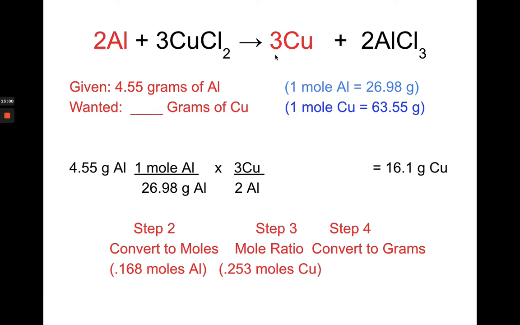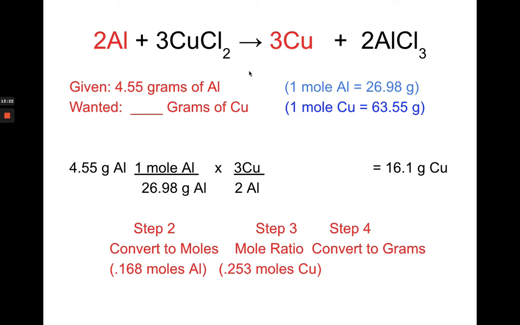Our ratio, and we take that from the 2 terms in the equation. On the numerator, we put the thing that we want. The denominator is the thing we're trying to cancel. So it's going to be 0.168 moles times 3 divided by 2. That means we're going to be able to produce 0.253 moles of copper. So again, instead of being 2 to 3, it's 0.168 to 0.253.